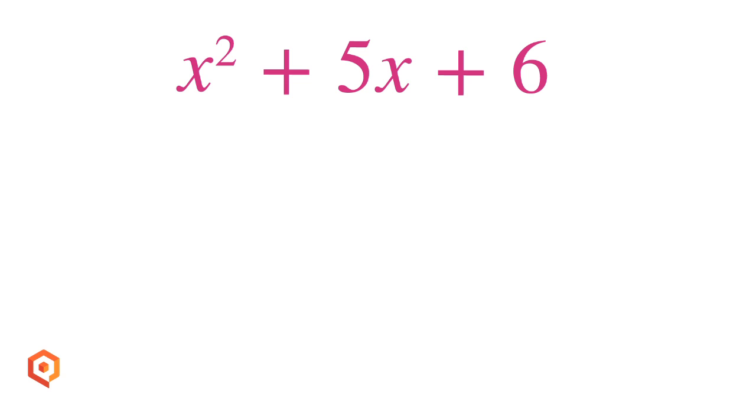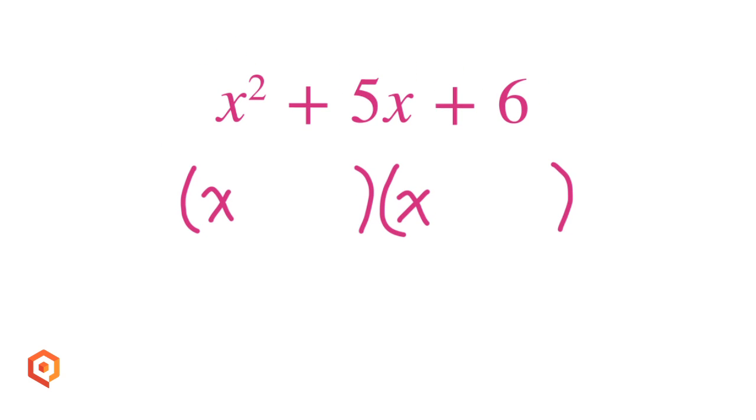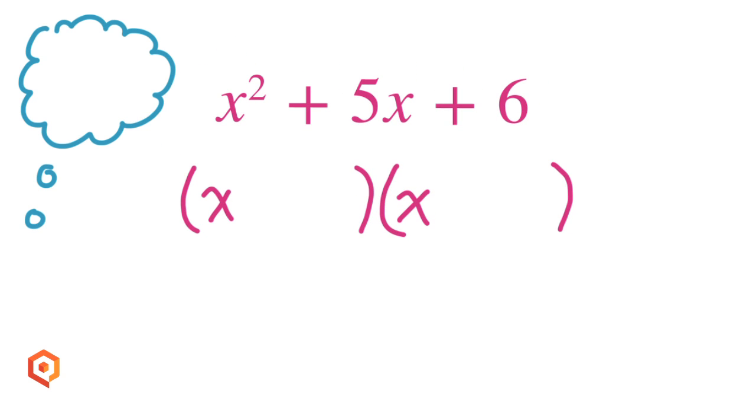Why I love this problem. Since the first term is x squared, we can write two sets of parentheses whose first term is an x. X times x is the only way to get a product of x squared. There are two plus signs in the trinomial, which tells us that when we factor, we'll only need plus signs. We need terms that multiply to give us 6, the constant, and also add to give us 5, the middle term's coefficient.